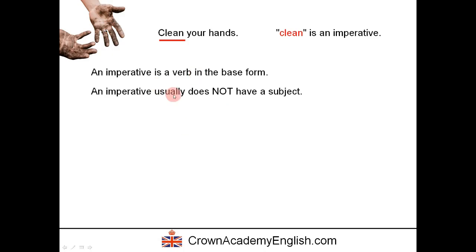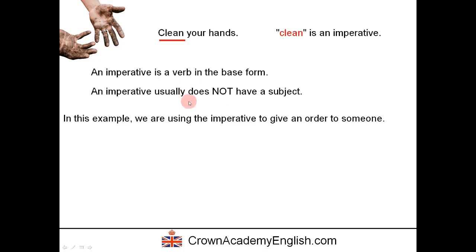So, what does this mean? What is the use of this? Well, in this particular example, we are using the imperative to give an order to someone. Okay, we're giving an order or instructions to someone. The person's hands are dirty, so we're giving them an order. We're saying, clean your hands. It's an instruction.